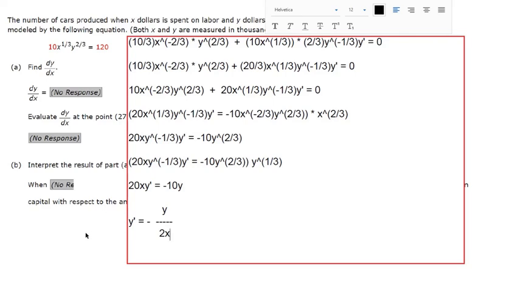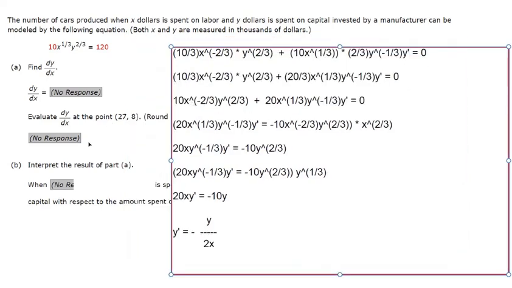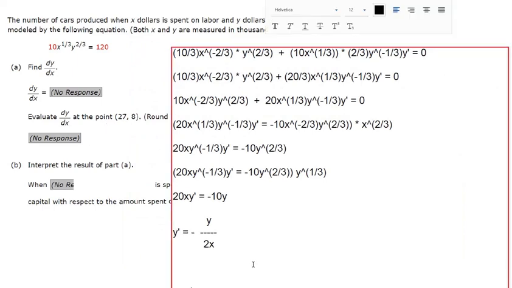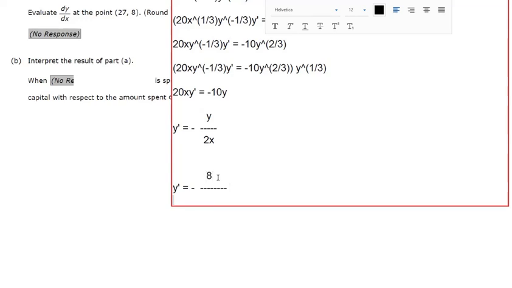So that's the first part. That's dy dx. Again, let's see. No, I think that's what they wanted. So good thing I didn't do it my way, because it's in terms of y. But I think that's what WebAssign is looking for. I'll check after to make sure. But that should be dy dx. And then evaluate dy dx at the point 27, 8. That just means you need to plug in 8 for y, I got that backwards, and then 27 for x.